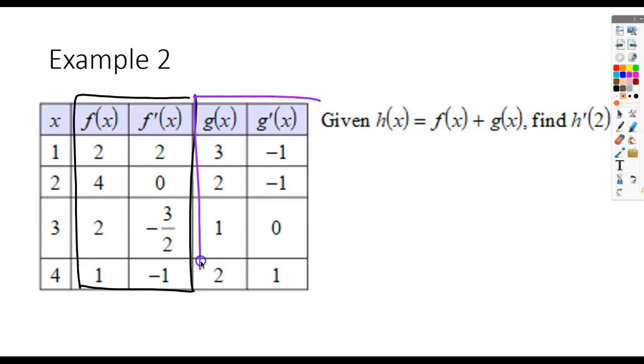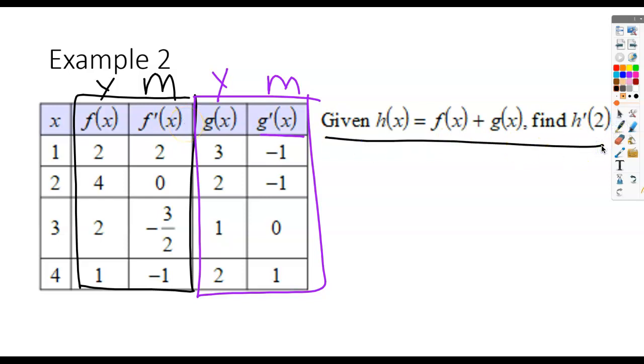But then they move on and change the story a little bit, and they give us some information about another function called the g function. So here's all the y values for the g function. When x equals 1, y equals 3 for the g function. When x equals 2, y equals 2, and so on. They also give us the slopes, or the instantaneous rates of change, for the g function for those same x values. So we have y values and slope values for two different functions. We have some y values and slope values for the f function, and we have some y values and slope values for the g function. So now let's take a look at the question over here.